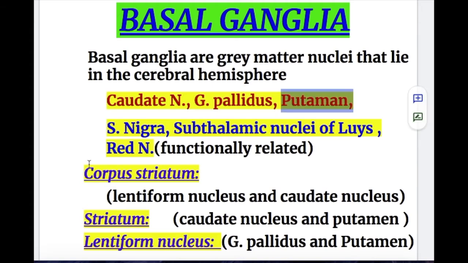First, corpus striatum includes all the three: caudate nucleus, globus pallidus, and putamen. And striatum is putamen plus caudate nucleus, and lentiform nucleus is globus pallidus and putamen. So corpus striatum includes all three of these. Striatum includes putamen and caudate nucleus, and lentiform nucleus includes putamen and globus pallidus.